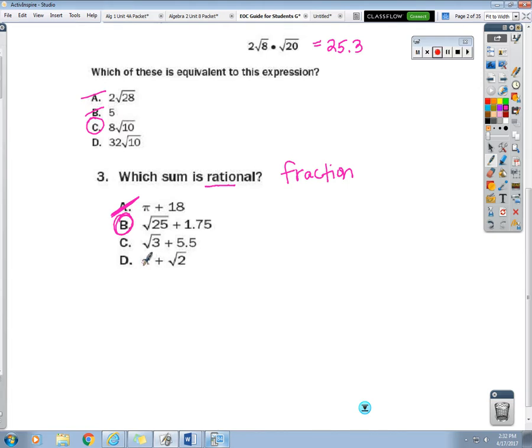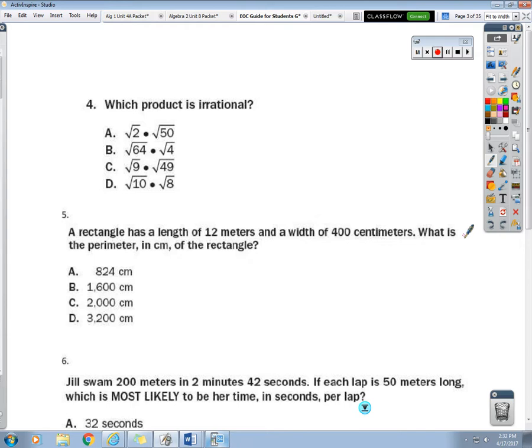Pi is always irrational, guys. So if it has a pi, it's irrational. And then the square root of 3.5, it just says it repeats forever and doesn't have any kind of pattern. Okay, and then this is also irrational. So if rational means ratio, that it can be a fraction, what does it mean if it's irrational? It can't be a fraction.